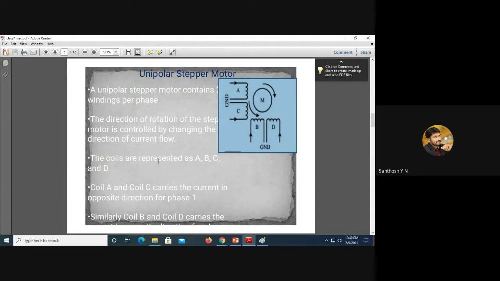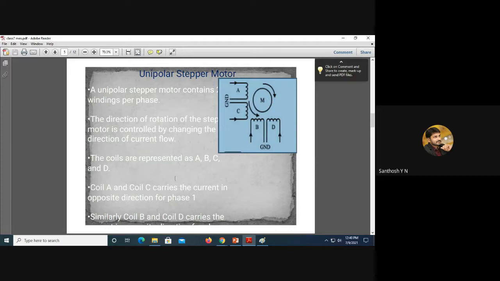The coils are represented as A, B, C and D. So these are the coils. Coil A and coil C carry the current in opposite directions for phase 1. In phase 1, what are the two coils? A and C. A will be carrying the current in this direction, as you can observe from the arrow mark, and C is carrying the current in this direction. Therefore A and C are carrying the currents in opposite directions.